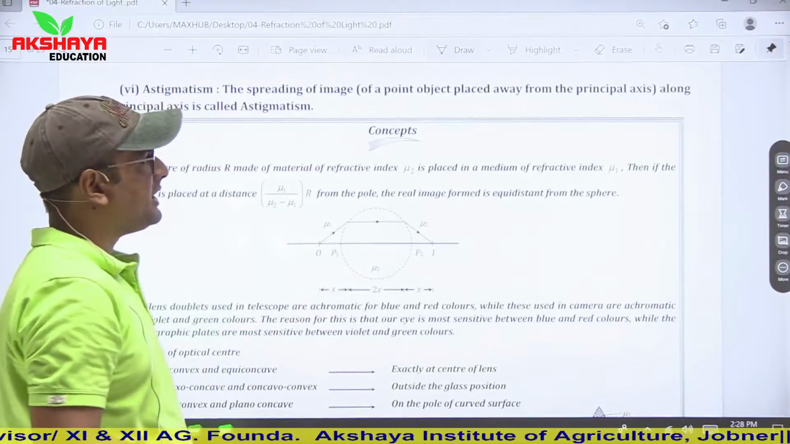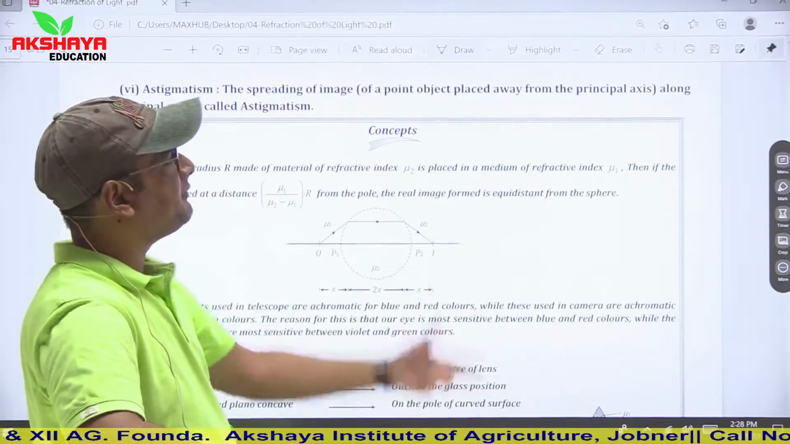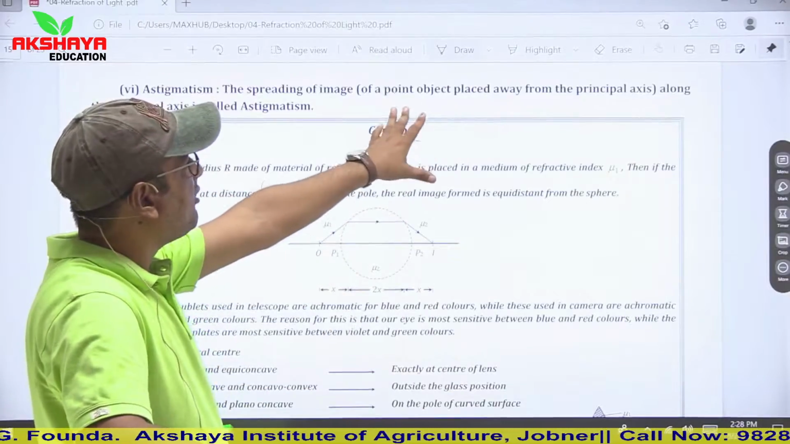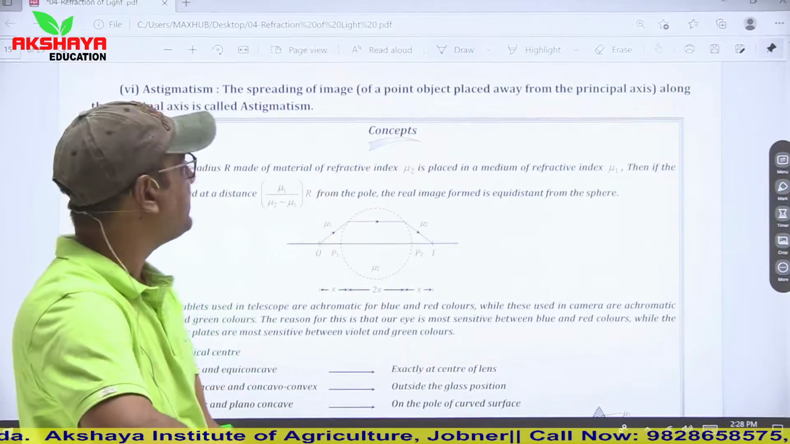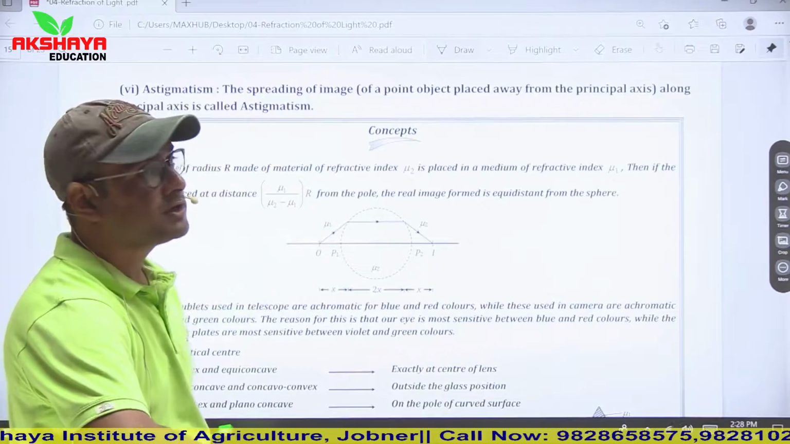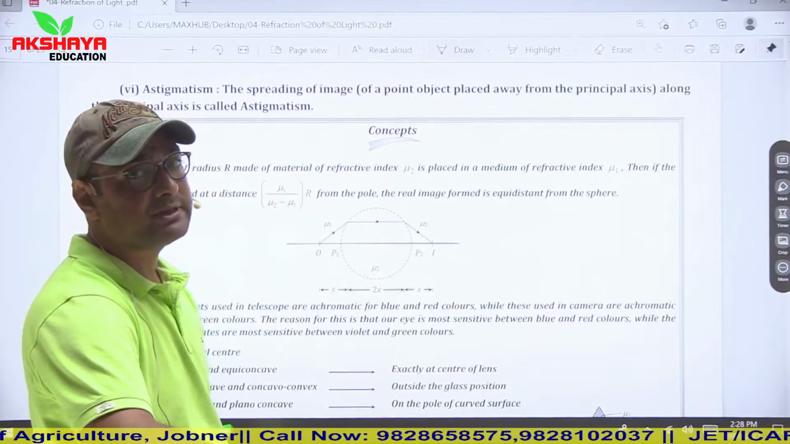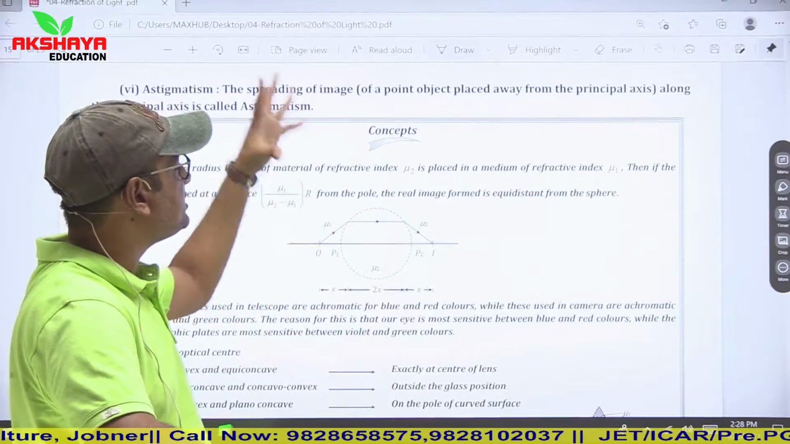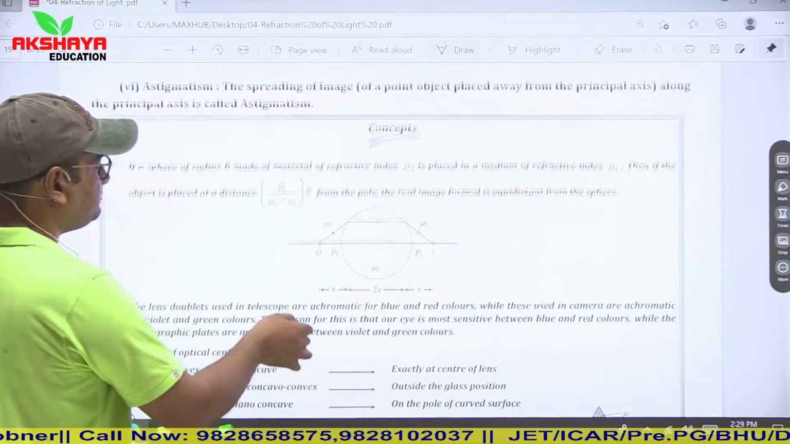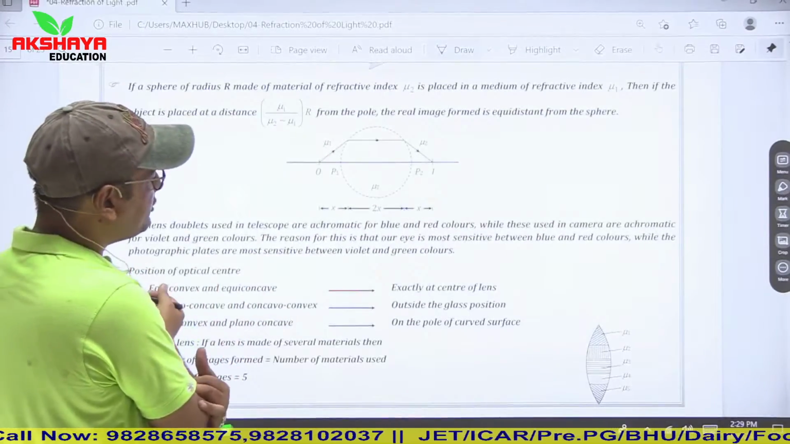Then astigmatism. Astigmatism is simply the spreading of image of a point object placed away from the principal axis along the principal axis. So if light passes through a point object which is placed near the principal axis, then its image is spread. So these are some general concepts.